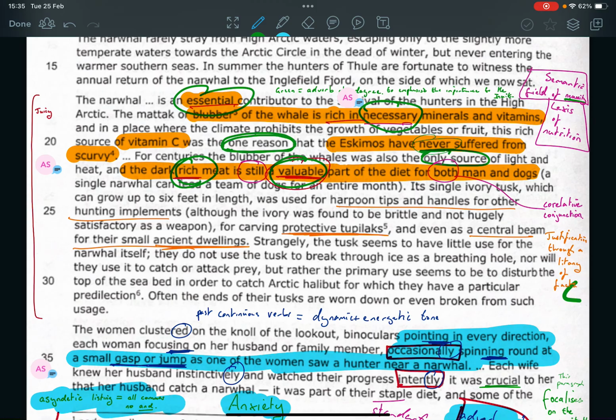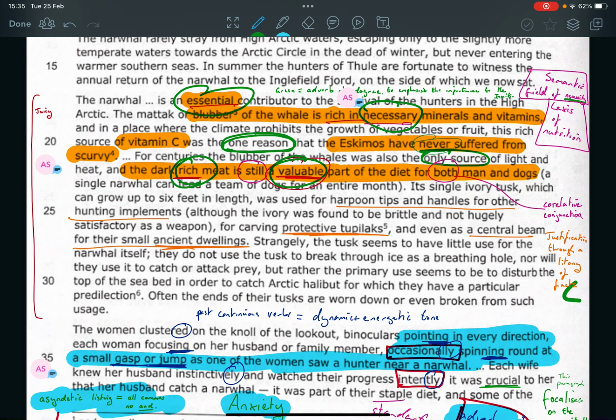In orange, we've got this justification through a litany of facts. Litany is a nice word for list. A justification through a litany of facts. Essential. Blubber of the whale is rich in necessary vitamins. Source of vitamin C. Eskimos have never suffered from scurvy. The dark, rich meat is still a valuable part of their diet. And then further down, we've got underlined in orange that they make harpoon tips and handles for hunting implements, protective tupelacs, central beam of their small ancient dwellings.